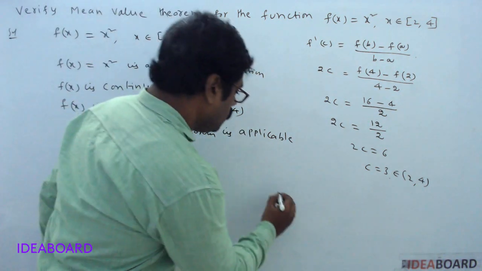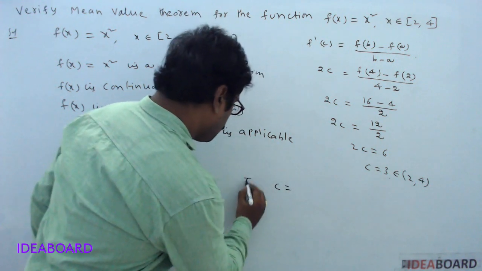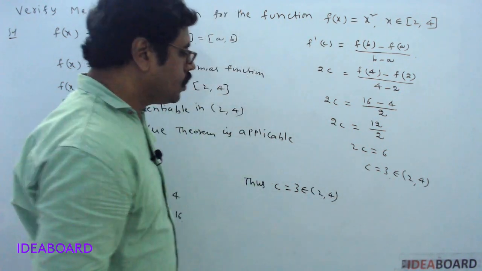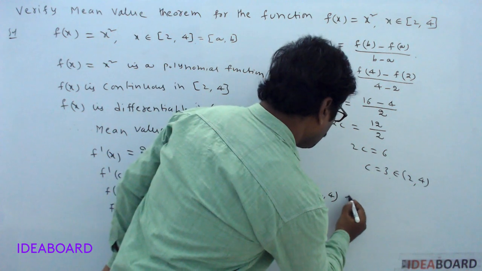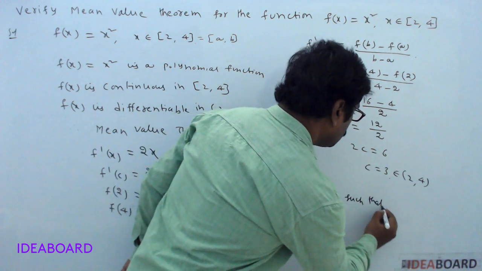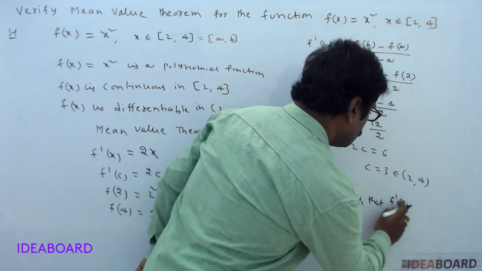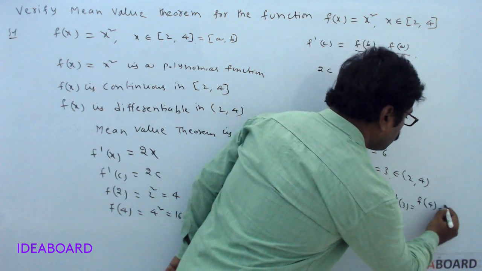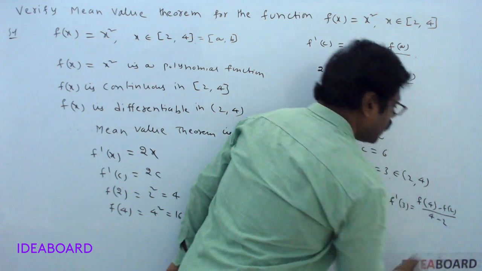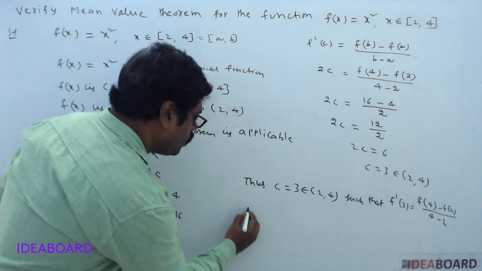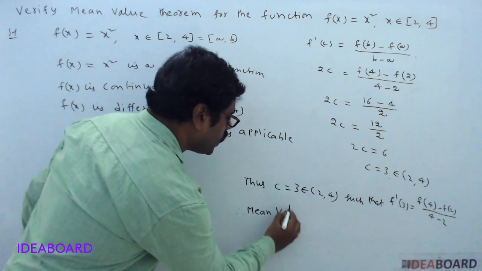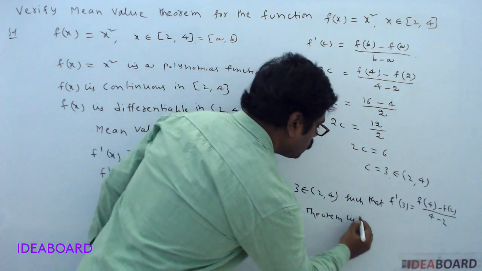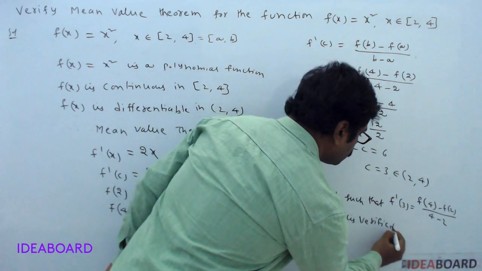So write down that conclusion part. Thus c equals 3, which belongs to the open interval 2 comma 4, such that f dash of c, that is f dash of 3, equals f of b minus f of a by b minus a. So therefore, the mean value theorem is verified.